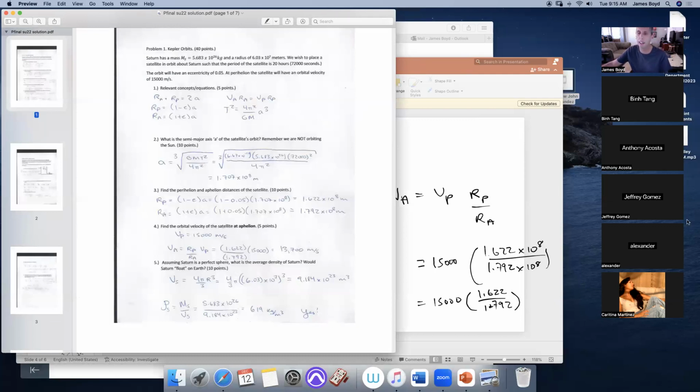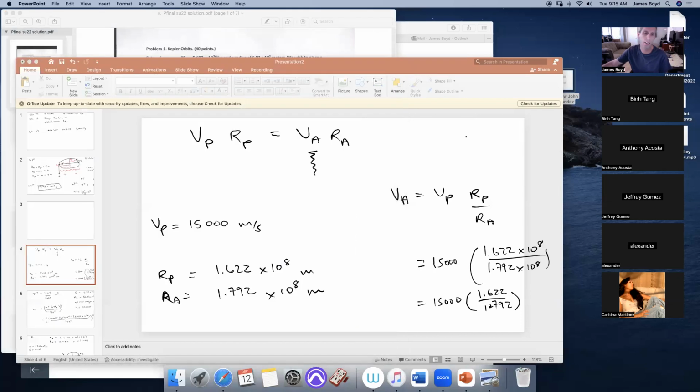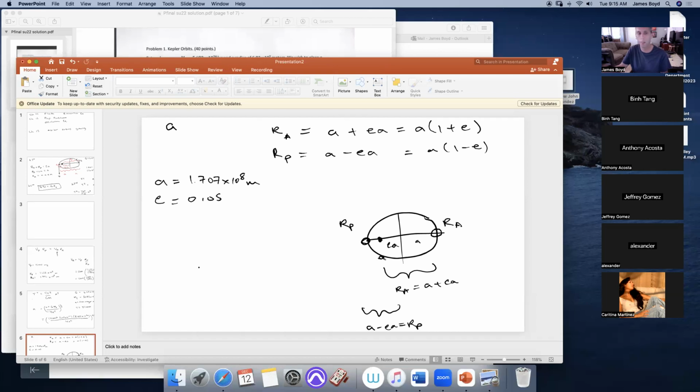The big idea here is that as objects go around in orbit, when you're close to the sun, what we call VP, versus when you're furthest away from the sun, VA. VA is much less usually than VP. Well, it's always less, but usually it's much less if the eccentricity is high.